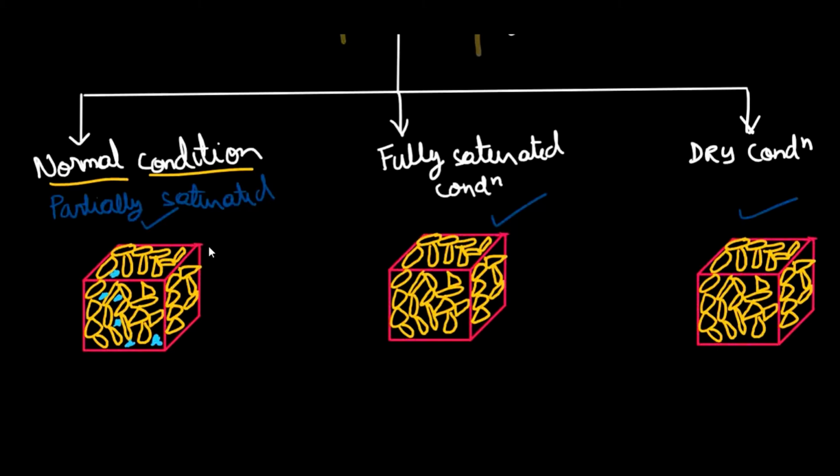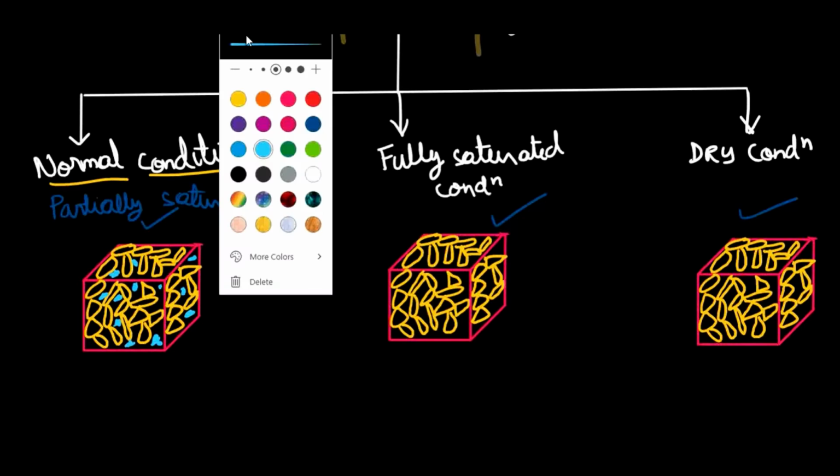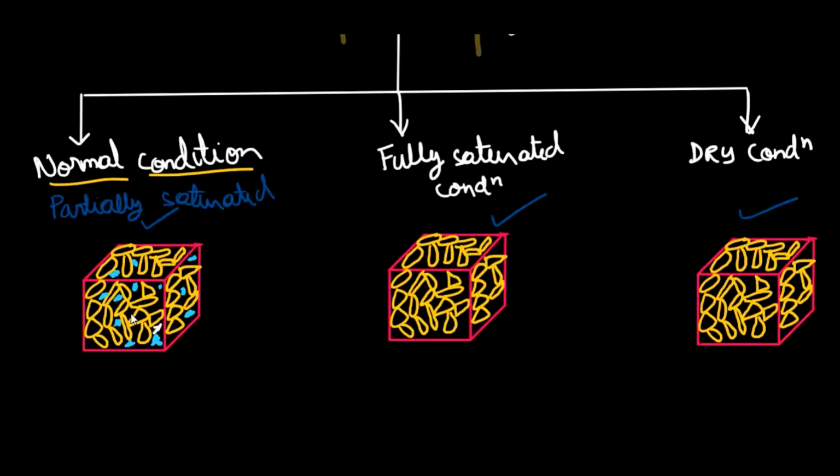That is, we will be having three materials: solid, that is soil solids, liquid, that is water, and gaseous, that is air. In total we will be having three materials, and the two will be present in our voids. There will also be air present in this. Some water and some air in voids. This one is the normal condition, or we can say the partially saturated condition.